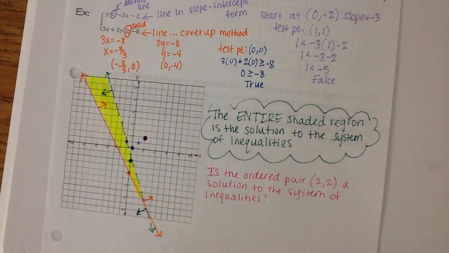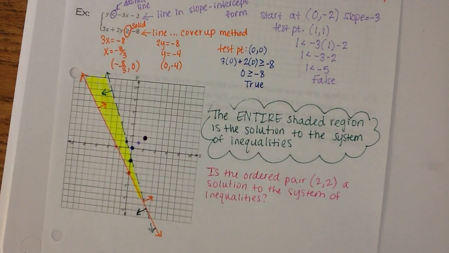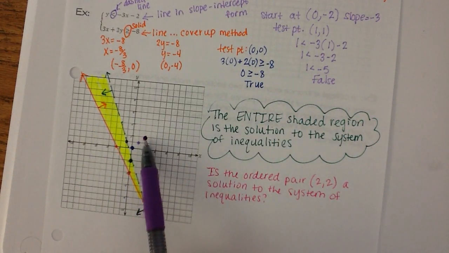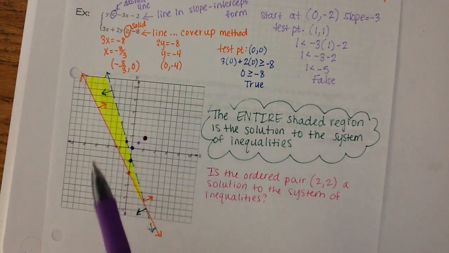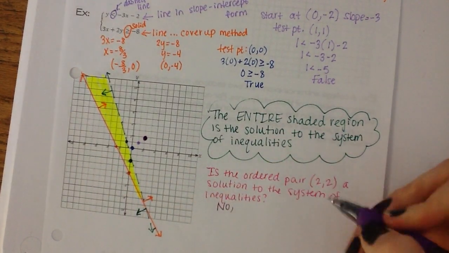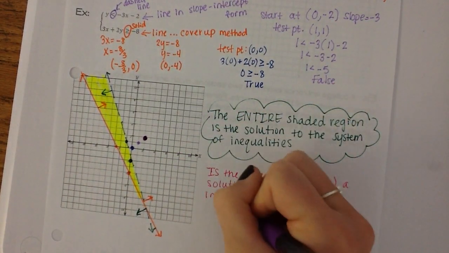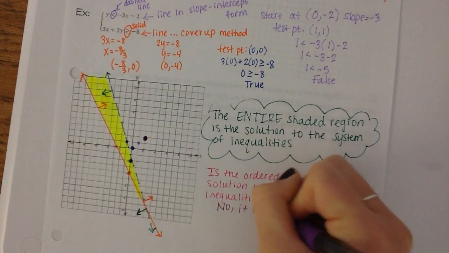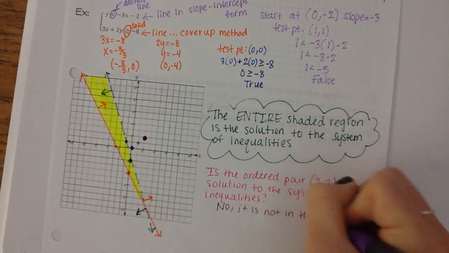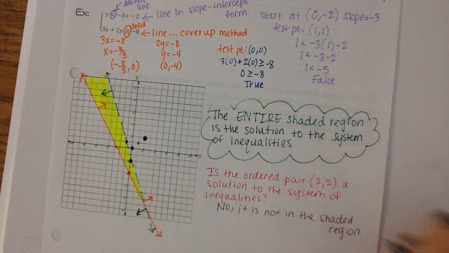So we said that this shaded region right here was a solution to the system of inequalities. Is the point 2, 2 in the shaded region? No, it is not. So no. The point 2, 2, since it is not in the shaded region, is not a solution. So no, it is not in the shaded region, therefore it is not a solution to that system of inequalities.